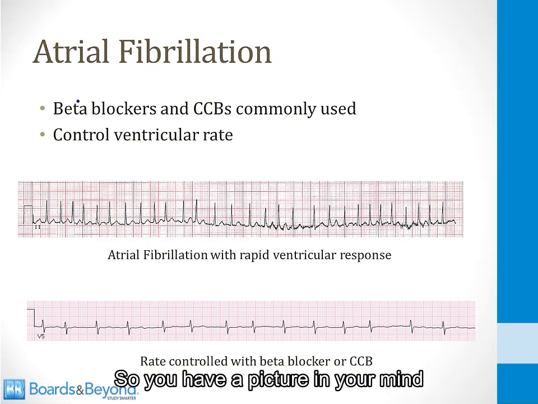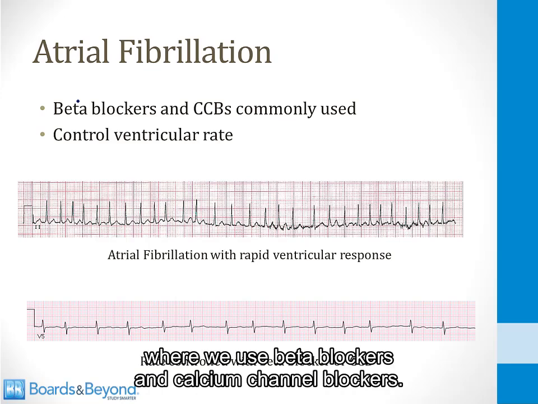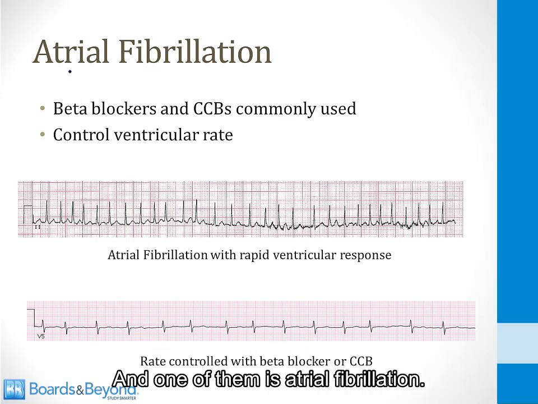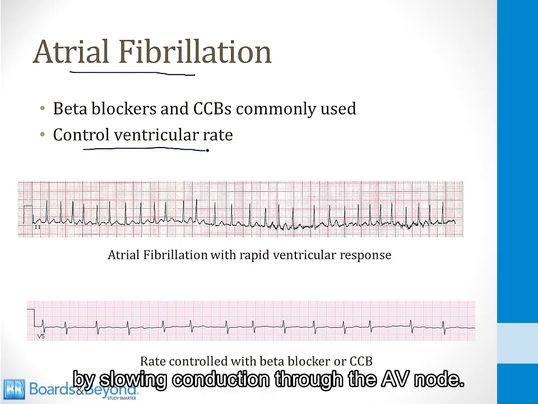So you have a picture in your mind of how these drugs are used as antiarrhythmics. Let's just talk about some of the common situations where we use beta blockers and calcium channel blockers, and one of them is atrial fibrillation. These drugs will control the ventricular rate by slowing conduction through the AV node.